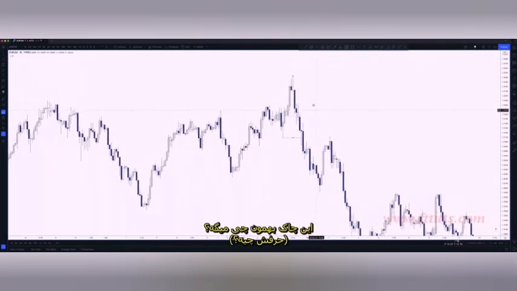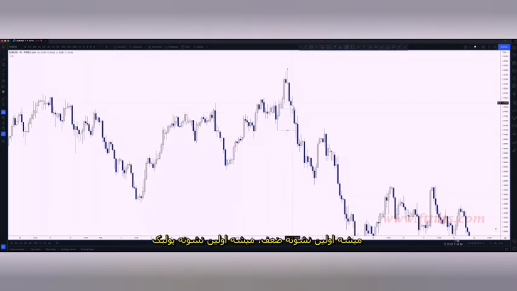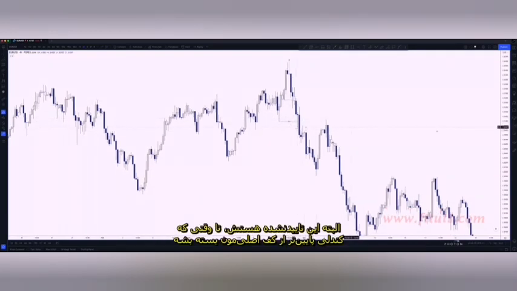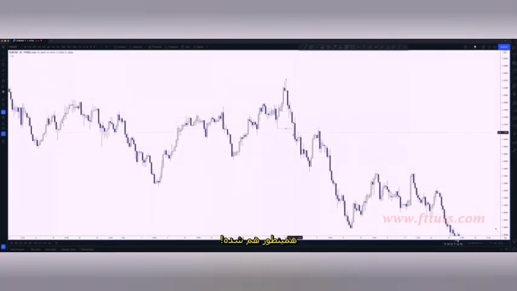Now, what does that change of character signify? It signifies that the pullback may be about to start, because it's that first sign of that internal lower low on the 4-hour chart. That first sign of weakness, that first sign of a pullback, or potentially that the reversal is also going to happen, which is what we got. But of course, it's not confirmed until we get a closure below the actual low, which we then do get. Then price continues to move down.